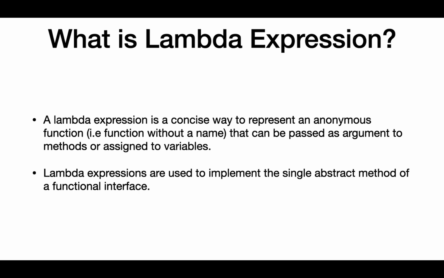Lambda expressions are used to implement the single abstract method of the functional interface. Now you know what a functional interface is, and you know what an abstract method is. In a functional interface we will have one abstract method, and if you want to write the implementation for that abstract method, you can use the Lambda expression.